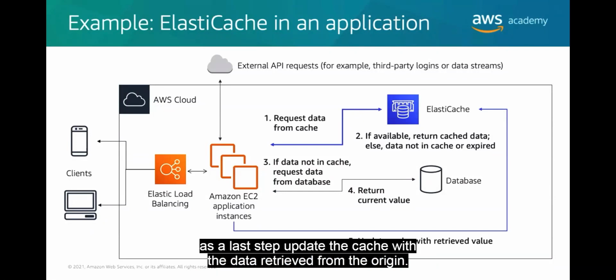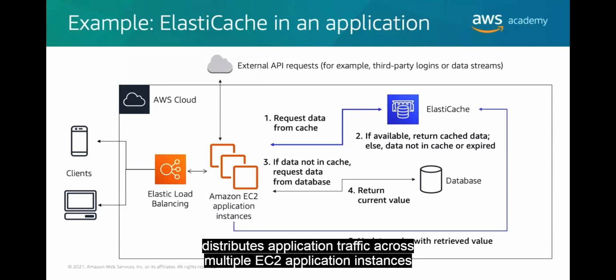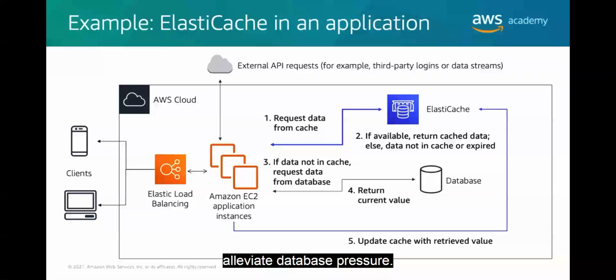In this example architecture, Elastic Load Balancing distributes application traffic across multiple EC2 application instances, which are making external API requests. Numerous databases reading requests for the same data increases the response time, so you can add ElastiCache to improve response times and alleviate database pressure. The application reads from the cache. If the information is not available in the cache or is expired, the application reads from the database.